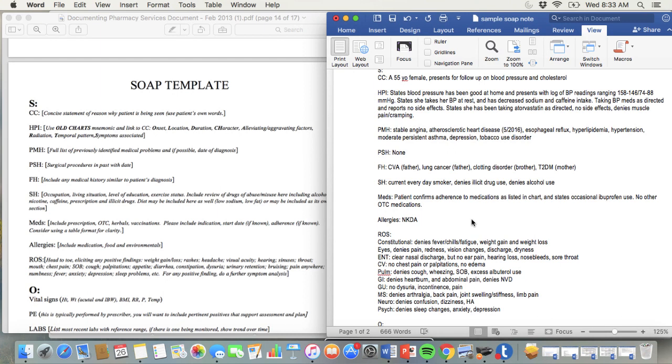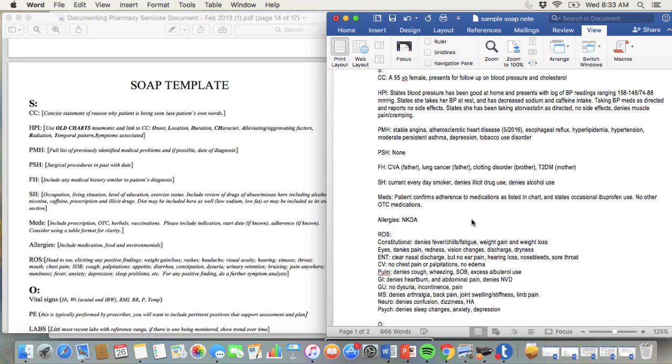But it's also important to note things that the patient is not experiencing, because that helps you in the assessment and plan to justify ruling out certain things. So, for example, for this patient, we know that she has a history of stable angina and atherosclerotic heart disease, but currently she's not complaining of any chest pain or palpitations, so we don't necessarily need to address that today.